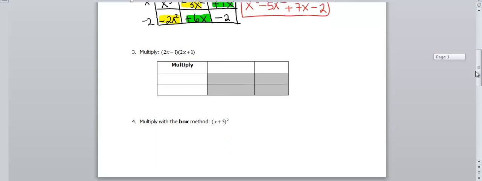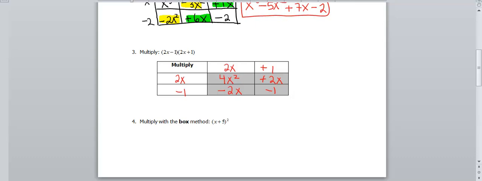Right, the next one I went ahead and set up the box ahead of time just to give you guys a different visualization of it. So here I'm going to multiply, since that's what the problem says. So I'm going to write my 2x minus 1. You notice I've already got my 2 set up here at the side and the top. Along the top I'm going to write 2x and then plus 1. So I go and multiply these together. 2x times 2x gives me a 4x squared. 2x times positive 1 is a positive 2x. Negative 1 times 2x gives me a negative 2x, and negative 1 times positive 1 gives me a negative 1.